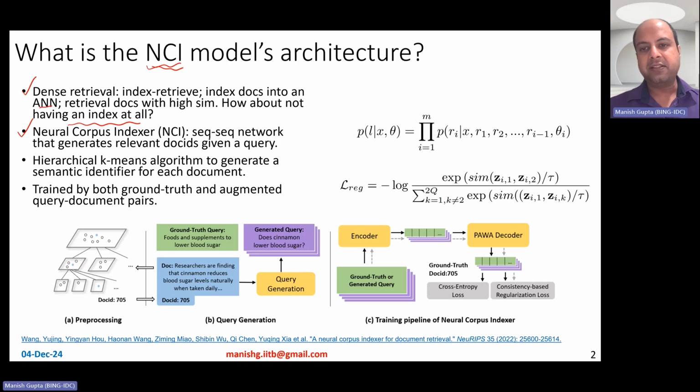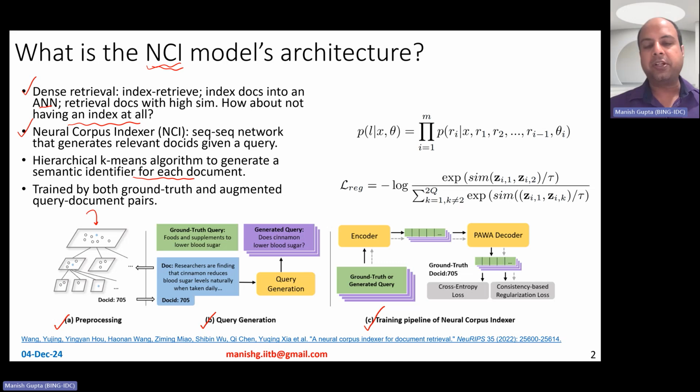So this means that it must first be able to represent each document in the collection using document IDs. Accordingly, NCI has three different components: pre-processing, query generation, and the training pipeline that you see at the bottom. In the pre-processing time, it takes all the documents, embeds them, and then does a hierarchical k-means algorithm to generate a semantic identifier for each document.